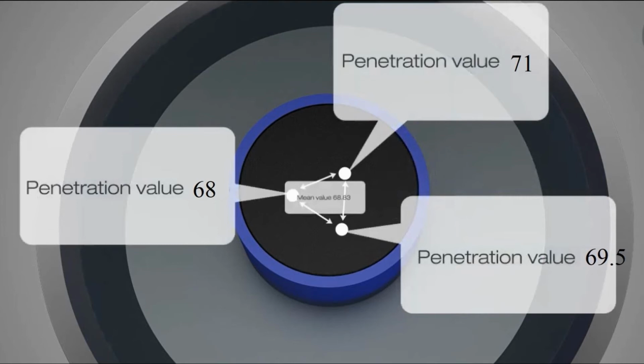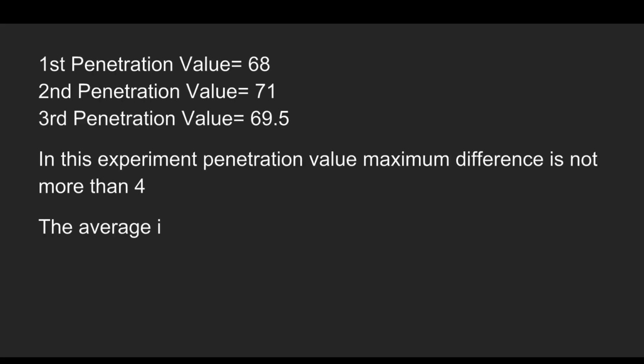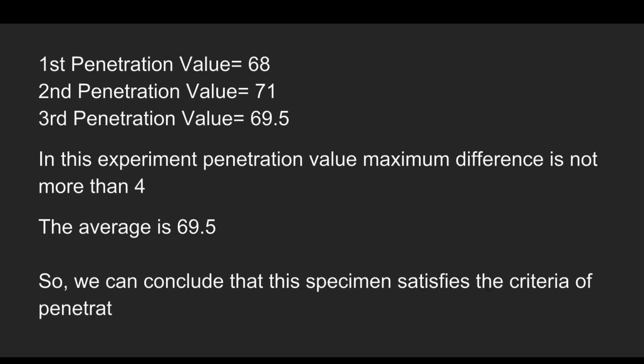Our first penetration value is 68, the second is 71, and the third is 69.5. In these penetration values, the maximum difference is not more than 4. So the average is 69.5. So we can conclude that this specimen satisfies the criteria of penetration and is good for construction.